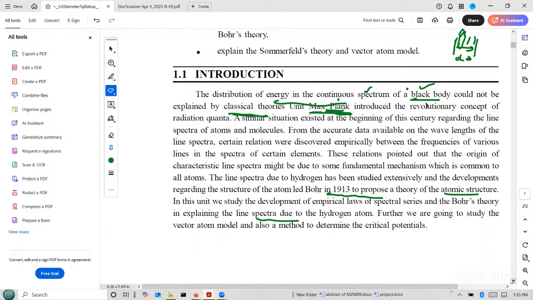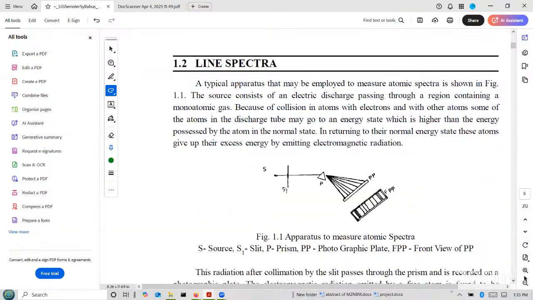Next, our topic is line spectra. Actually, what is line spectra? Here we are checking. I am taking a source and a slit, with monoatomic gas in the electric discharge tube. The source consists of an electric discharge passing through monoatomic gas. So the rays pass from here, and the atoms pass through this slit.